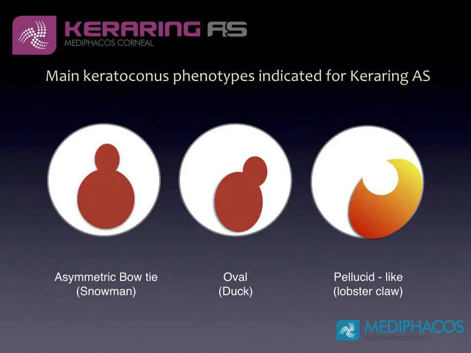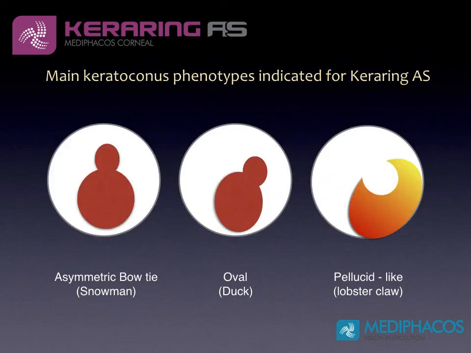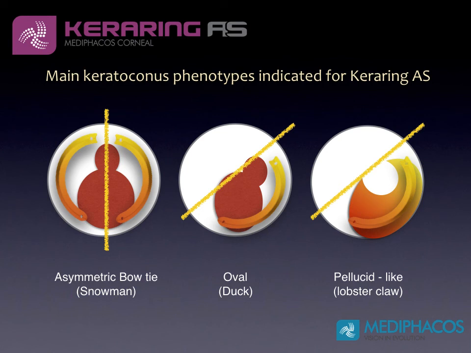Let's look at some of the keratoconus phenotypes more commonly indicated for Keraring AS. On the left, we have an asymmetric bow-type pattern. On the center, we have an oval pattern, and on the right, we see a decentered cone or pellucid-like pattern. All of these keratoconus phenotypes may benefit from Keraring AS. We will select the correct implant size and direction of thickness increase as to have greater implant thickness or additional effect where the cornea is steeper.